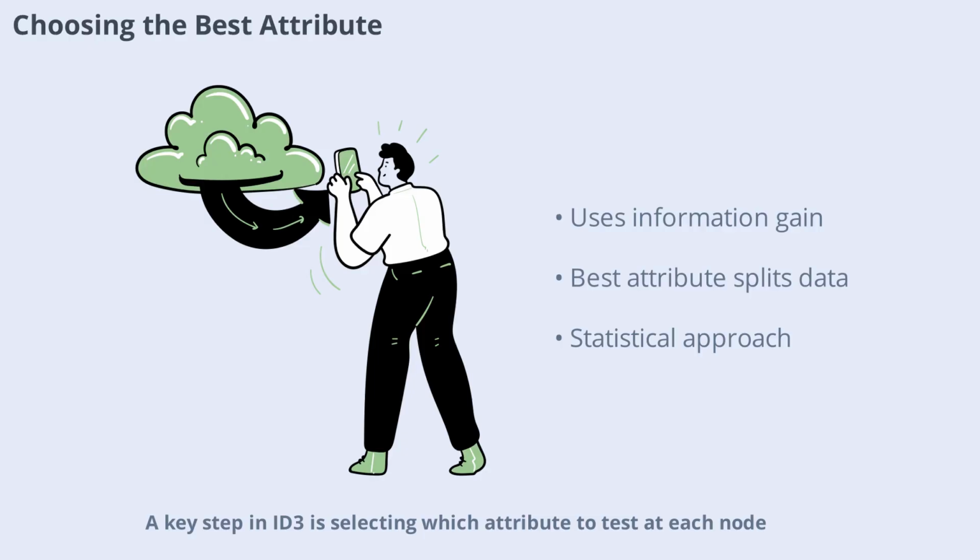A key step in ID3 is selecting which attribute to test at each node. This is done using a statistical property called information gain, which measures how well an attribute separates the training examples according to their target classification. The attribute with the highest information gain is chosen, ensuring that each split brings the tree closer to accurately classifying the data. This process is repeated at every node, making the tree both efficient and effective.